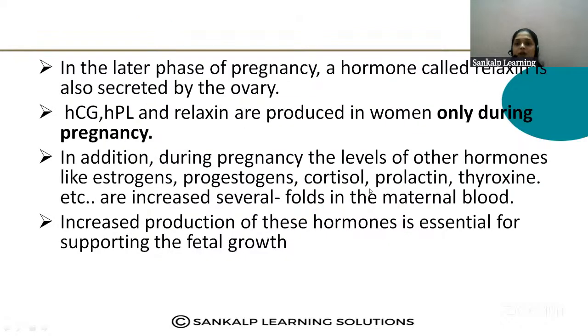In the later phase of pregnancy, a hormone called relaxin is released by the ovary. See here, very important, one more important point: in the later phase of pregnancy, the relaxin hormone is secreted by the ovary, not by the placenta. The placenta releases progesterone, estrogen, HCG and HPL. Also remember the full forms. But relaxin is released by the ovary.